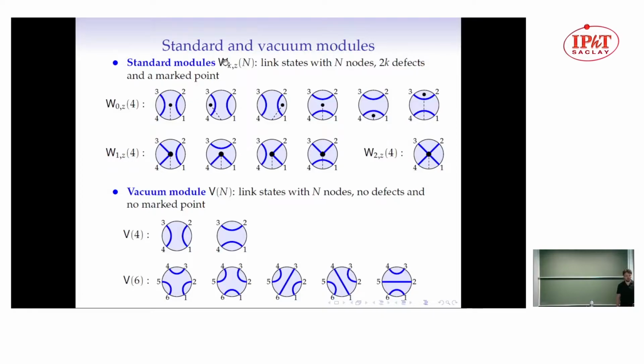And here I'm going to define also another module that we call the vacuum module, V, where again I have link states, but this time no marked points. Okay, so there is only one for each value of n. So V4 and V6 are drawn here. Okay, so these are going to come back in my description of fusion in the next slides.